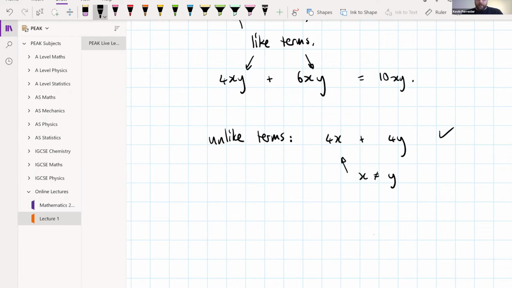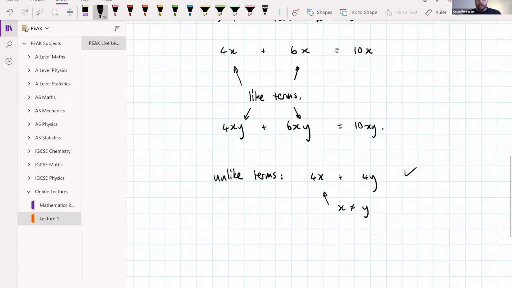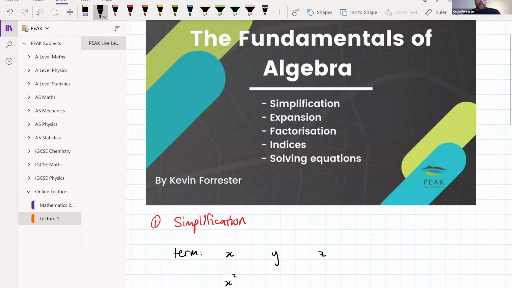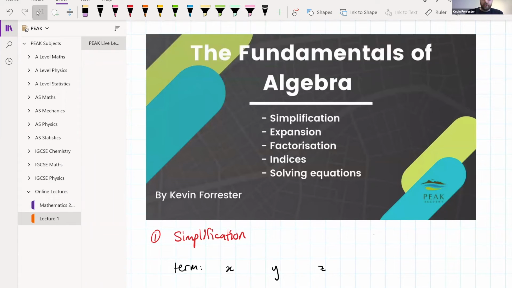Right. So if you have any questions relating to simplification, please keep them to the end and we'll get to them probably in the next 30 minutes or so after I've covered the rest of these topics.